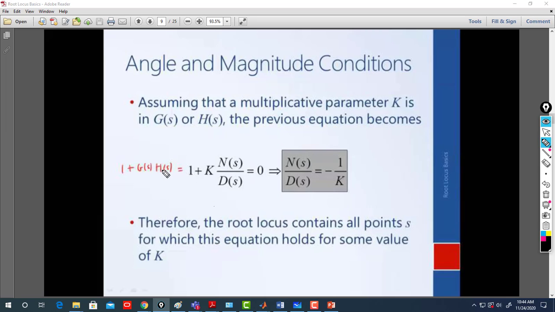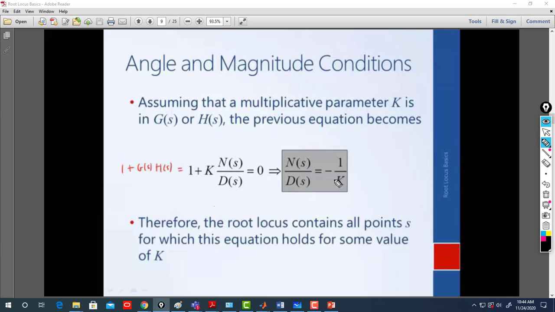G times H at the end is two transfer functions. I can write them as k times numerator over denominator. So this means n over d equals minus 1 over k. So later on we will learn that when we want to draw the transfer function, we will transform it to n over d equals minus 1 over k.